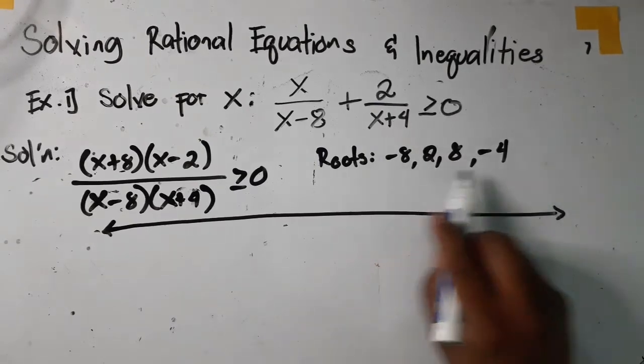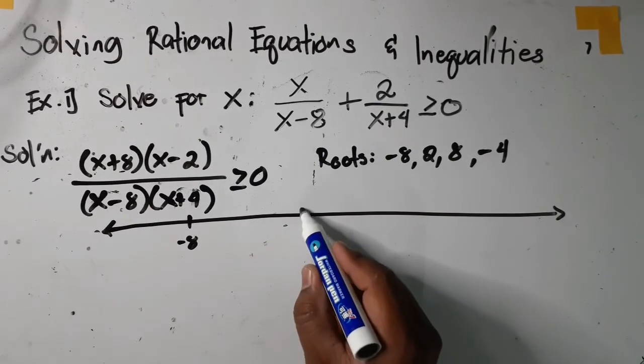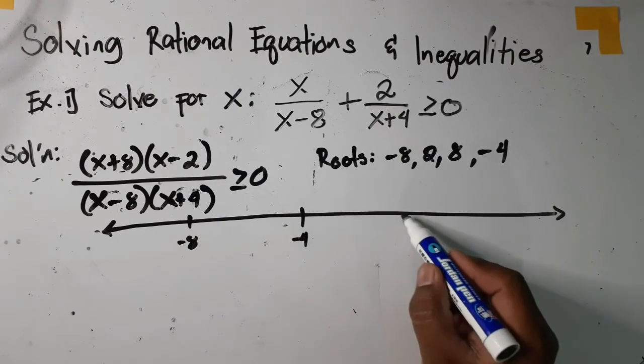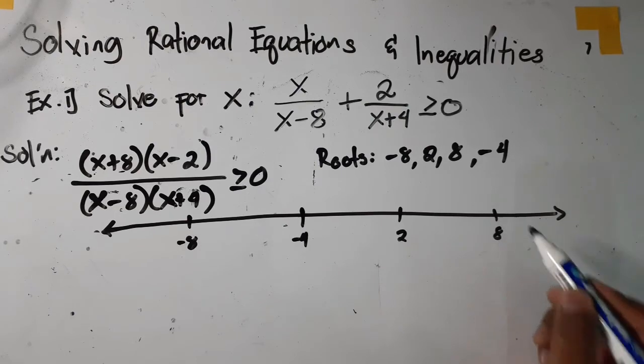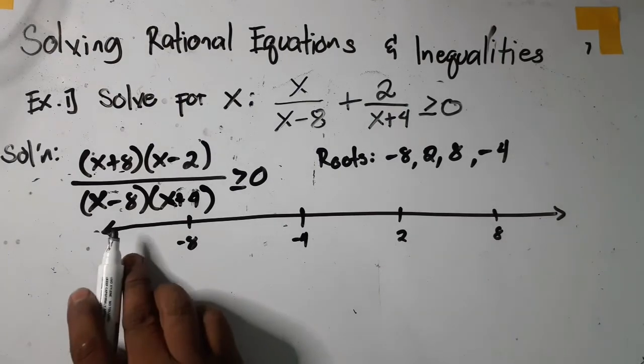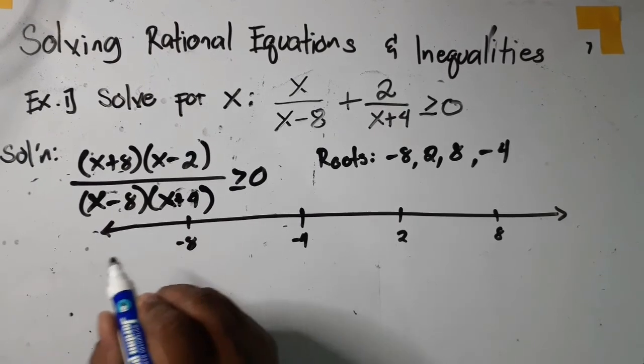Okay, plot the smallest among the 4. So that's negative 8. Second is negative 4. Okay, third is positive 2. And the last one is 8. So you have 5 divisions for this example. Okay, so at the far left, let's start.